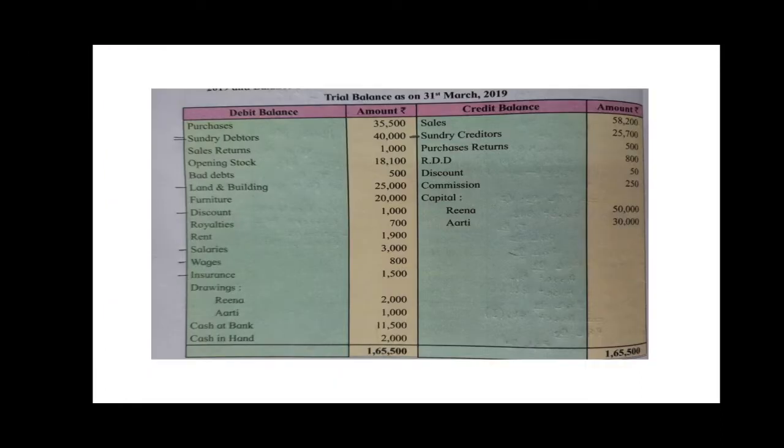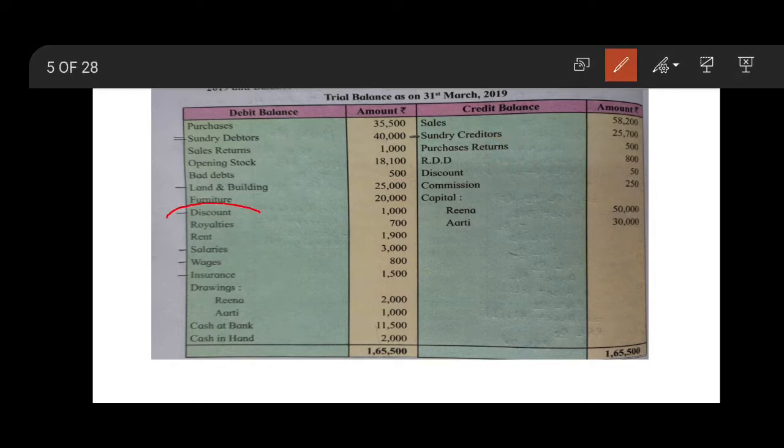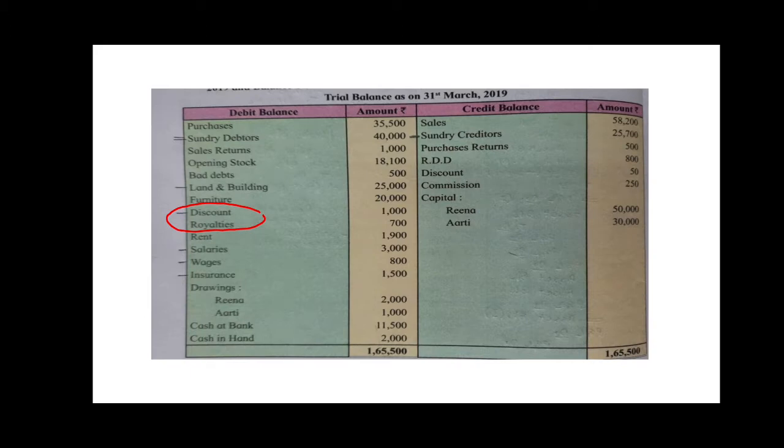In this way, you have marked the adjustments. Sundry debtors twice as it has two adjustments, then land and building, discount, salaries, wages and insurance, and here sundry creditors too. Why have we marked discount here? You can see the third adjustment, create a provision for discount on debtors. So the discount in the question is always the provision for discount on debtors. Therefore we have marked discount here.